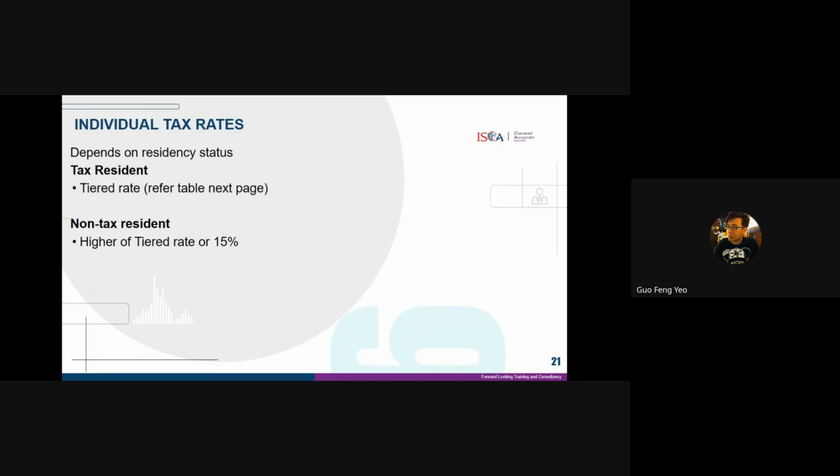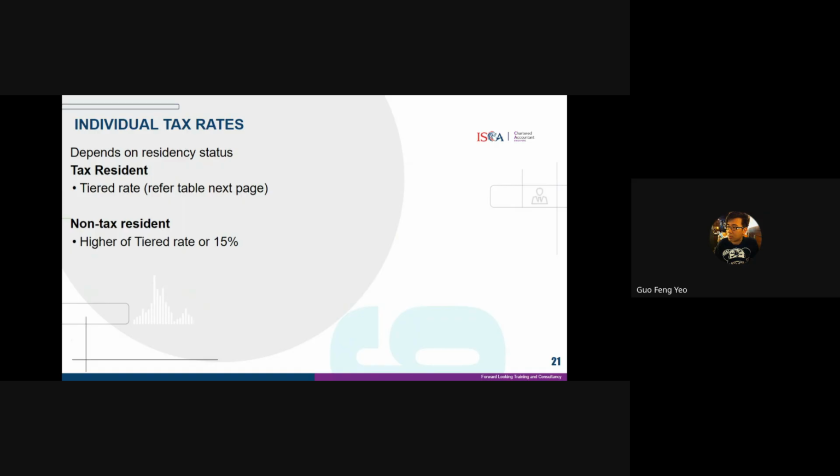So, what about the individual tax rate? For tax resident, the individual is subject to a tiered rate depending on how much income and which income bracket he or she is in. For non-resident, they will be subject to the higher of either the tax computed under the Singapore tax residential rate, or 15%. This is where the tax residency plays a part.